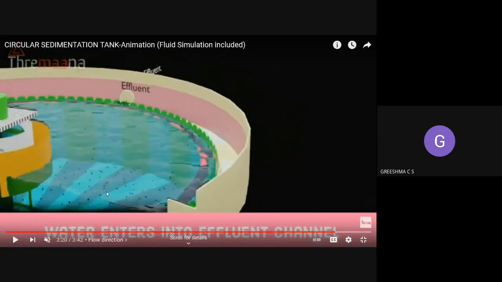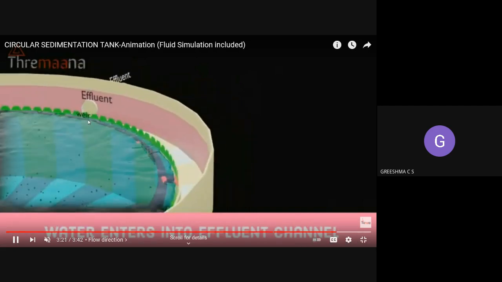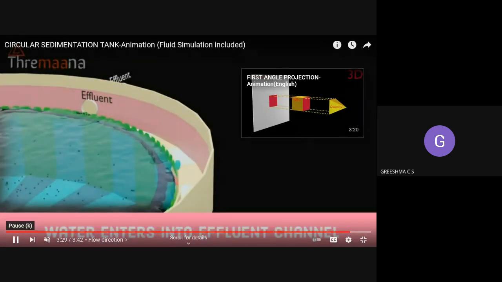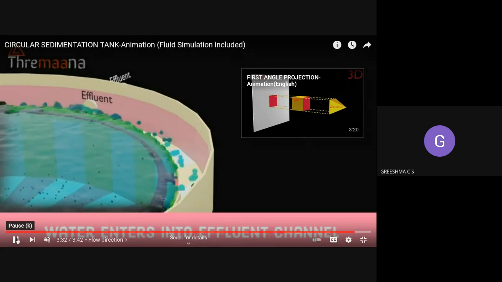You can see the black things here, right? Those are the flocculants. All the flocculants or whatever sediments are there will be deposited at the bottom, and the good water, the treated or sedimented water, will be collected through the effluent. So this is a circular sedimentation tank.